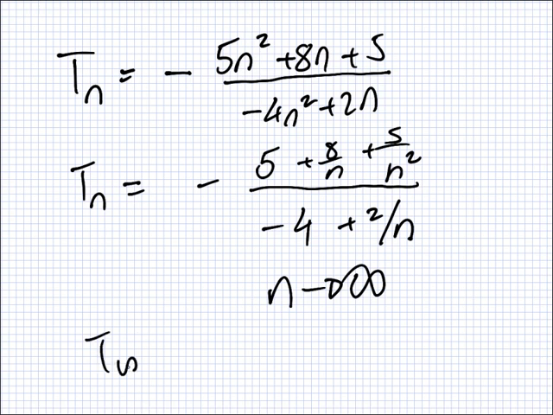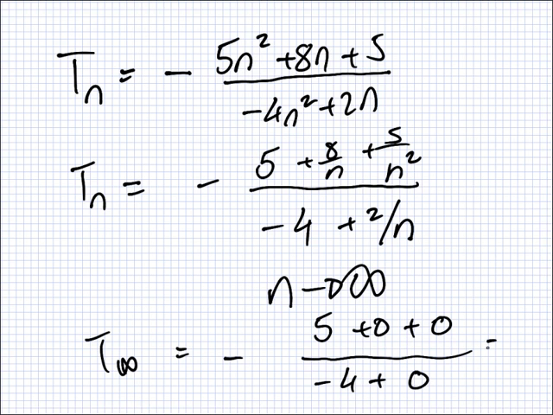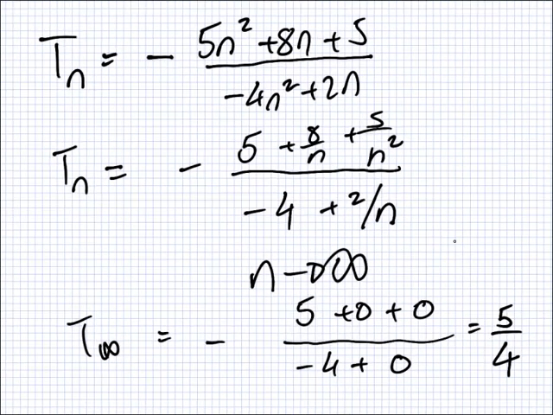So I get T infinity equals minus 5 is 5. 8 over infinity, 0, minus 4, and then 2 over infinity, 0. So the answer will be 5 over 4 then. Okay, write that one down. And then we'll do 4a.